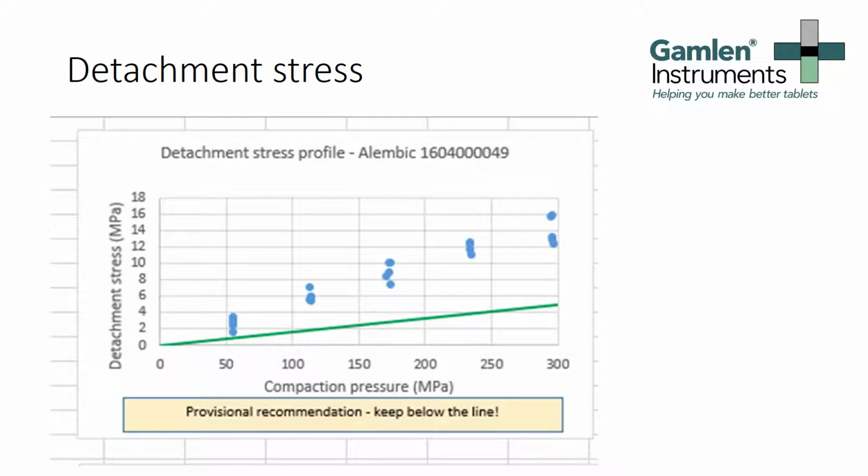Here you can see the detachment force profile for the sample. Each graph in the dashboard includes recommended acceptable values. In the case of detachment force, the green line on the graph is the upper limit of acceptability. In common with most materials, this sample shows increasing detachment force with increasing compaction pressure. However, the key point here is that the data are well above the acceptability line, which means that the product is not properly lubricated and requires additional lubrication.